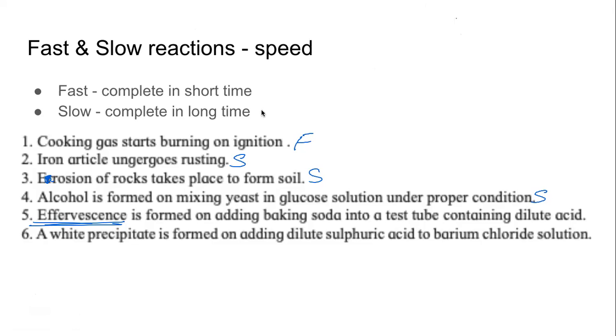And the final one. Number 6. A white precipitate is formed on adding dilute sulfuric acid to barium chloride. We should be able to write this reaction. BaCl2 plus H2SO4. Complete the reaction. I will tell you that there will be something with barium and then there will be something with hydrogen.